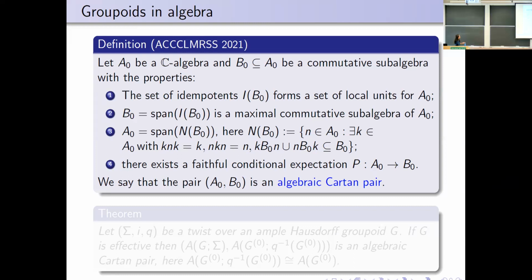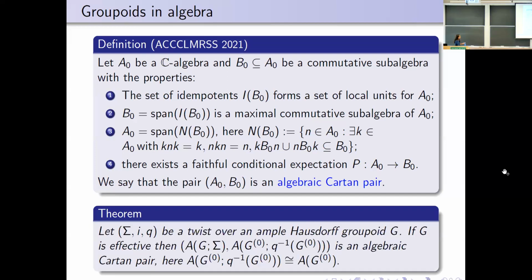Another difference is that B0, the subalgebra, is still a maximal abelian subalgebra of A0, but we ask that B0 is actually spanned by the idempotents of the algebra, okay? And then in order to mimic the approximate identity, we also ask that the set of idempotents, that's my notation, forms a set of local units of the big algebra. So you see that the conditions are actually very similar to the original C-star setup, and we call this pair an algebraic Cartan pair, okay?